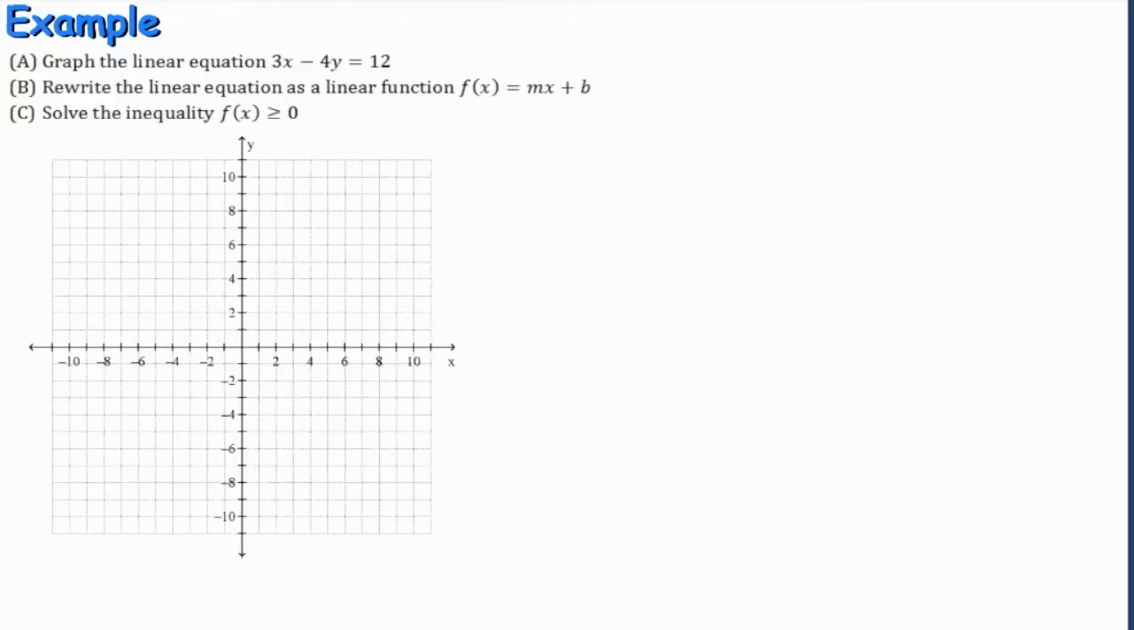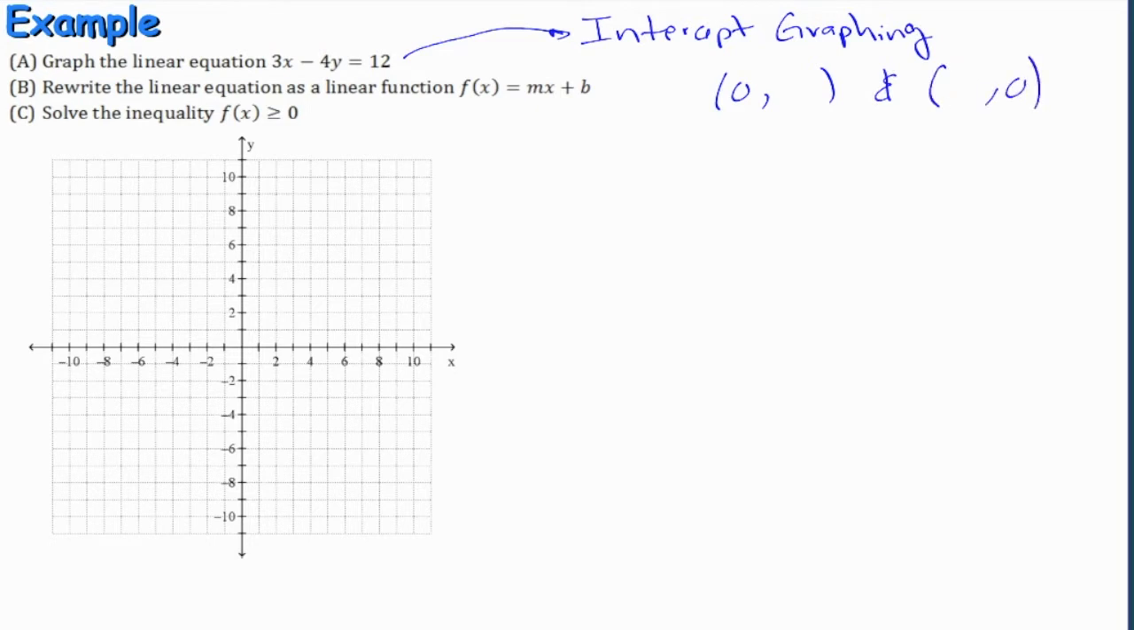So in this example, we're asked to graph the linear equation 3x minus 4y equals 12. We're going to do this with intercept graphing. We'll find the x and y intercepts. So you set x equal to 0 and solve for y, and then you set y equal to 0 and solve for x, and that will give us 2 points on a line that we can connect.